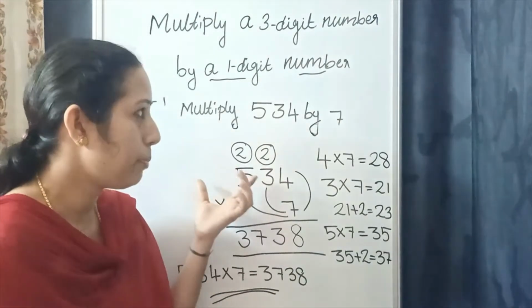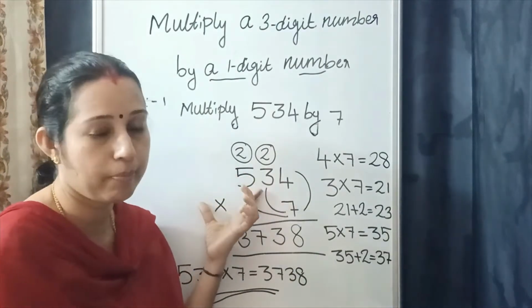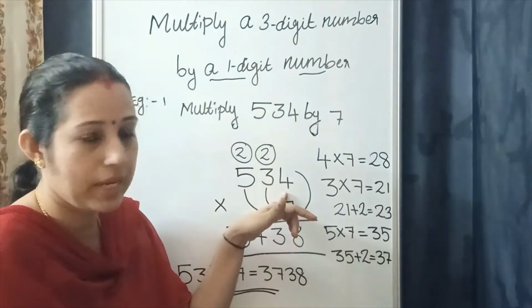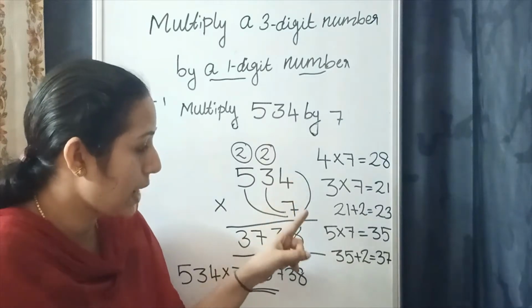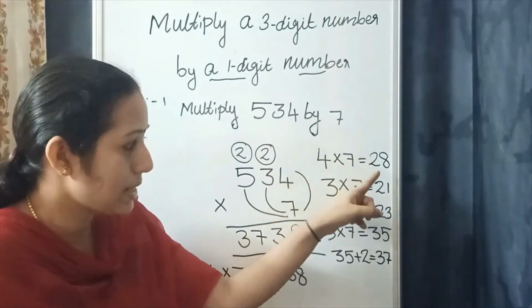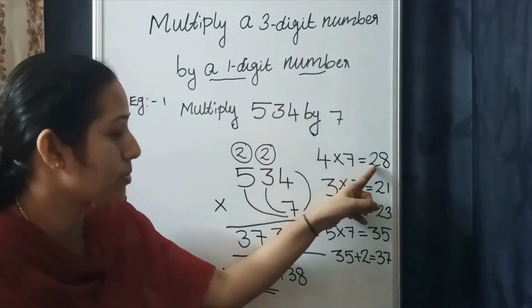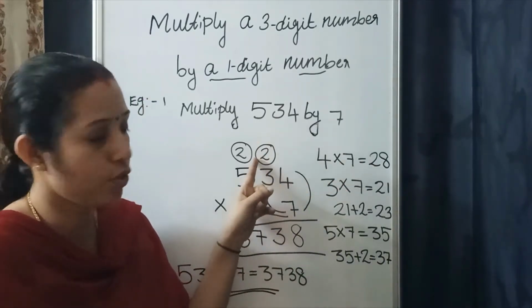Okay, so multiplication of a 3-digit number by a 1-digit number. First we start from the ones place. Multiply the ones place digit and the multiplier. If the answer is a 2-digit number, we regroup. That means the ones digit we write here, and the tens digit is carried forward to the next place as the carryover.